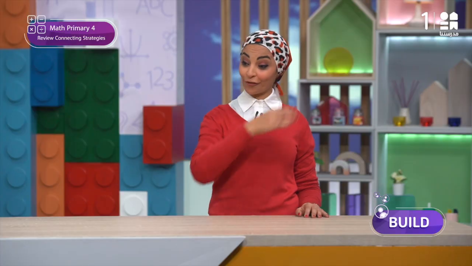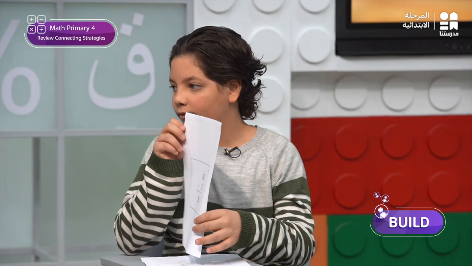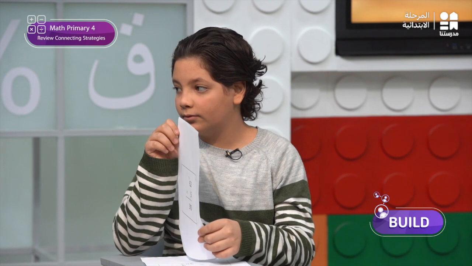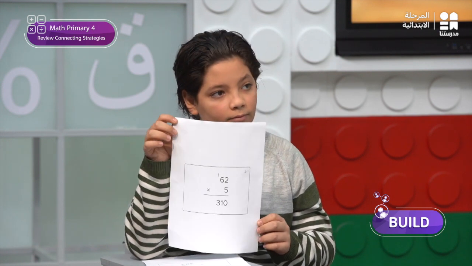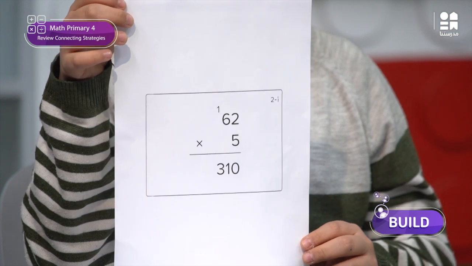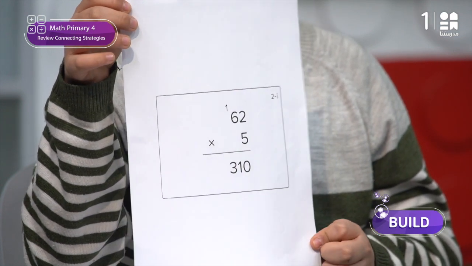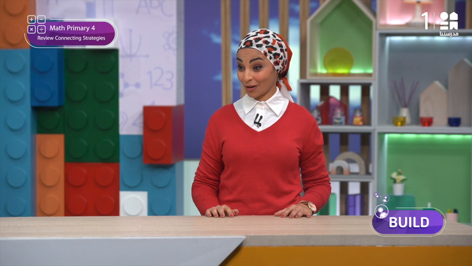Okay, can you show your friends your answer? So Adam, yes, show me Adam, please. As Adam said, 5 times 2 gives me 10, so I put 0 down and carry up 1. This is called regrouping. And then 5 times 6, 30, plus 1, 31. And this is called the standard algorithm. Now you understand this method very well, yeah, Adam? Thank you so much. Let's see Rudaina.